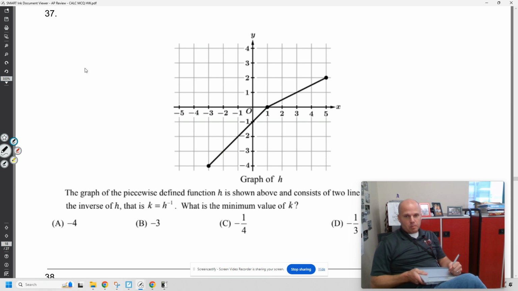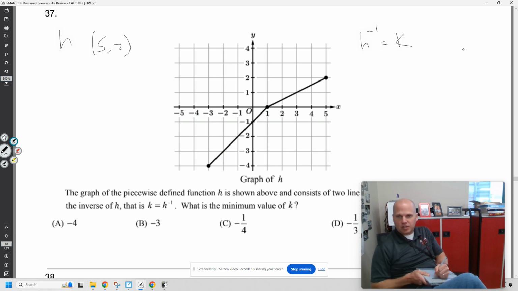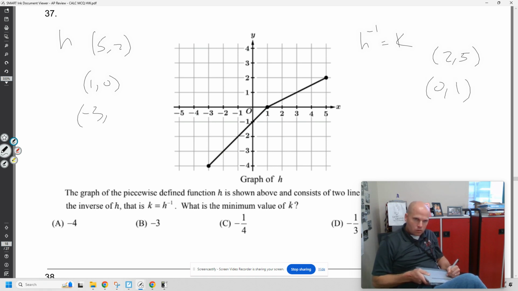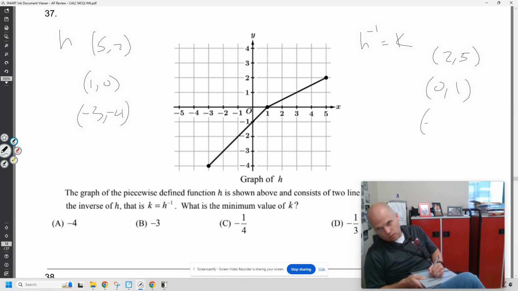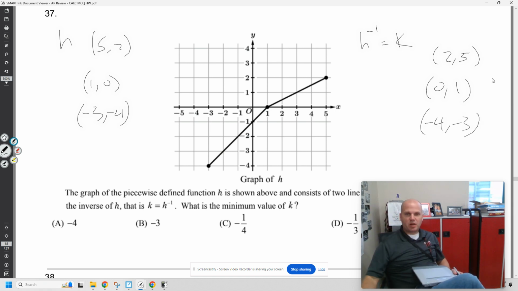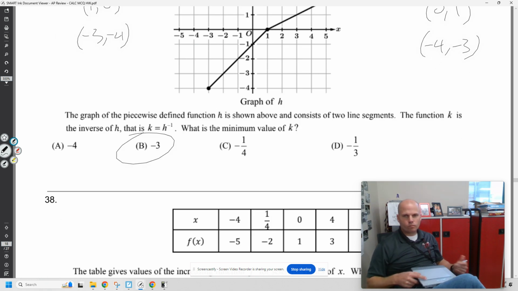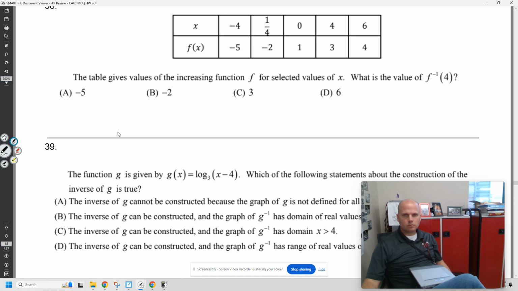Okay, what is the minimum value of K, where K is H's inverse? Well, here's H inverse, which is K. I mean, it helps to have points down to know what you're going to have. What is the minimum value? -3. Six.